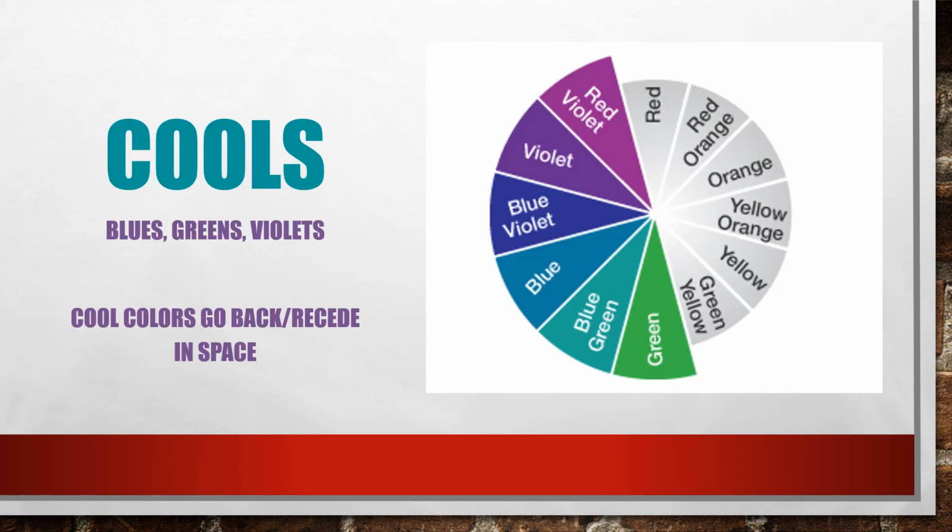Cool colors are colors which go back or recede in space. They give us a calm feeling because of their coolness. The cool colors are the other half of the color wheel. They will be red-violet, violet, blue-violet, blue, blue-green, and green.